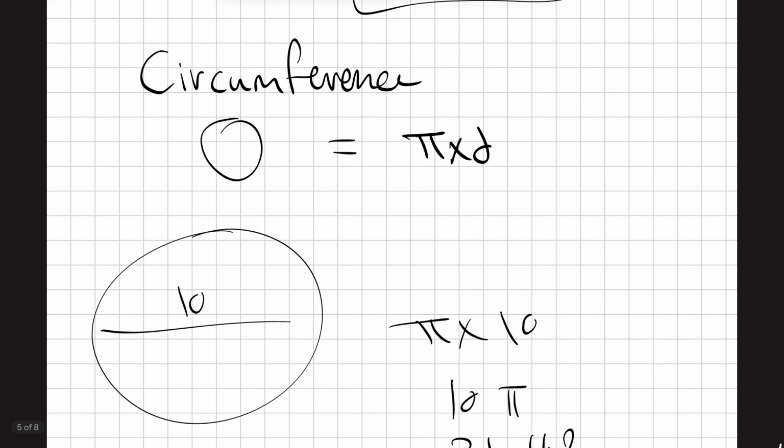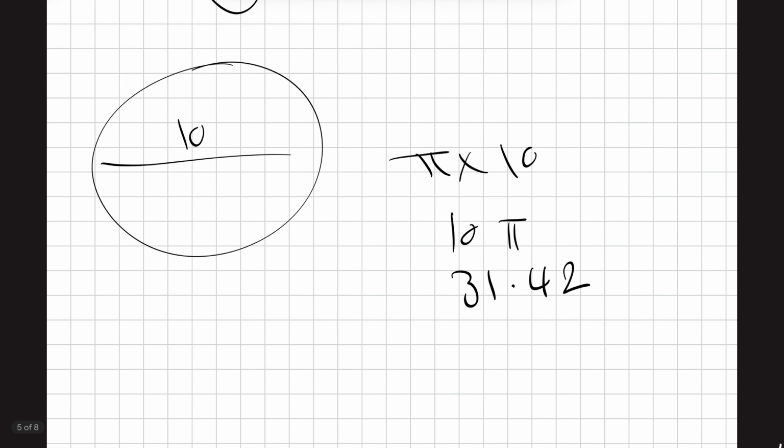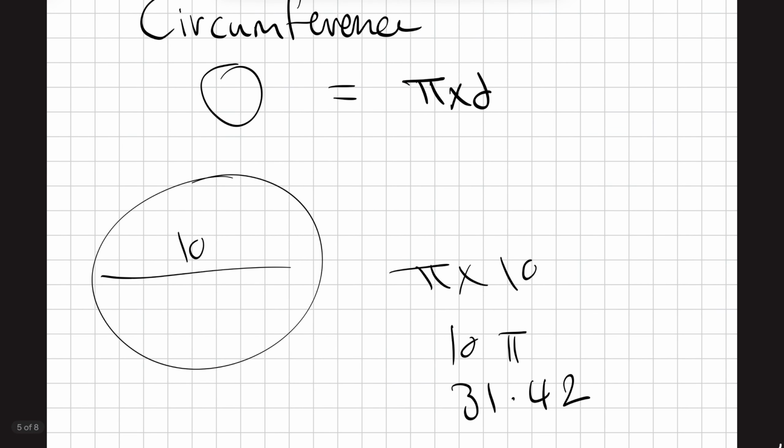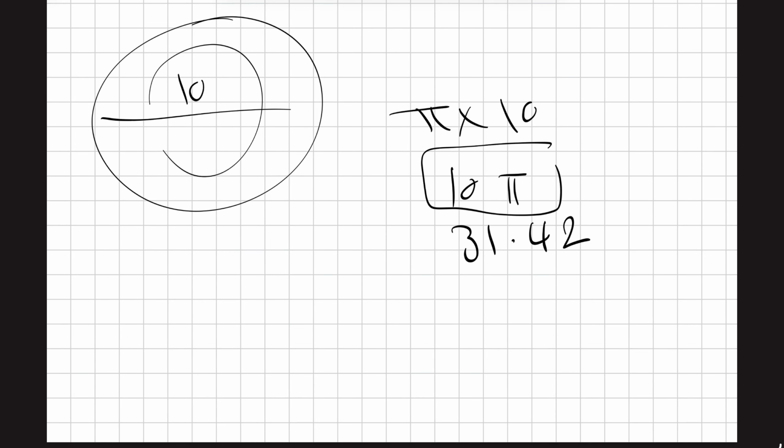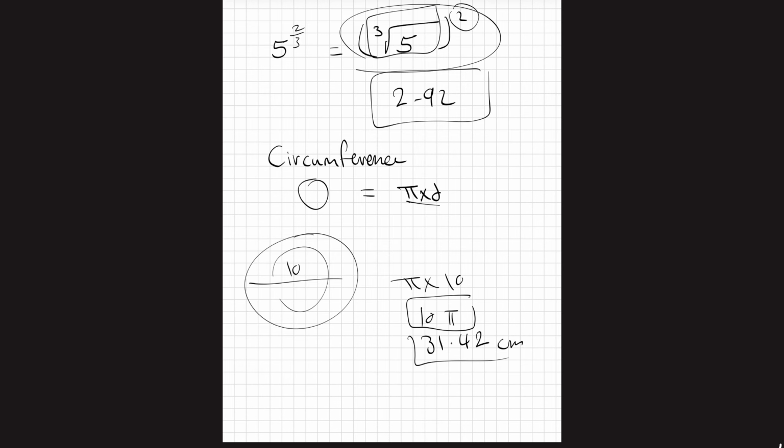We have the circumference of a circle. The circumference of a circle here says pi times d, pi times diameter. You have to remember that, guys. If I give you the diameter, in this case 10 centimeters, you're going to take the pi times 10. You can put 10 pi in terms of pi, but you can round it to 2 decimal places and write 31.42, obviously centimeters because it's circumference, which is the perimeter of a circle.